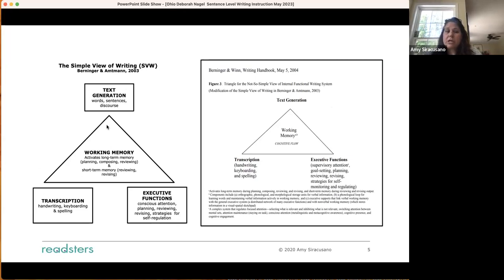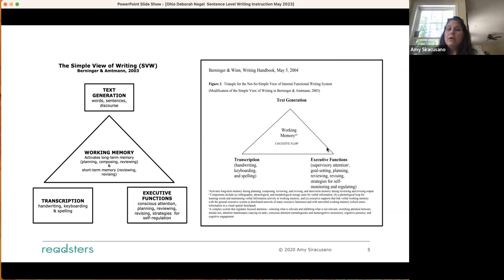Both of these, text generation and transcription, cannot happen without the other. Okay, we can't have a skilled writer without having enough capability and learning in these two areas. And really, if you think about it, transcription skills have to be automatized, where text generation becomes more strategic over time, right? Because we learn about more complex structures, more complex sentences, those kinds of things.